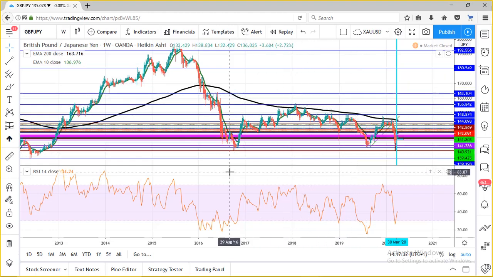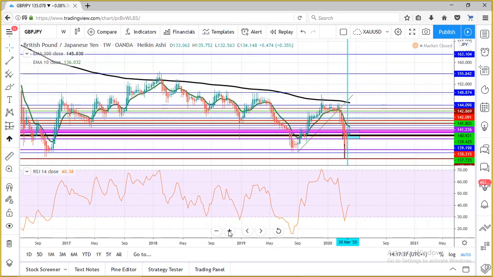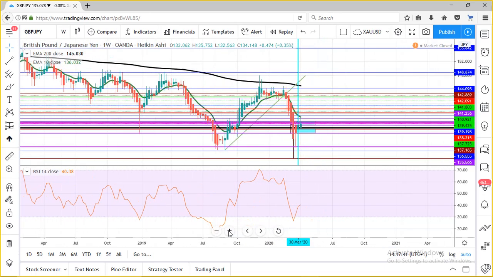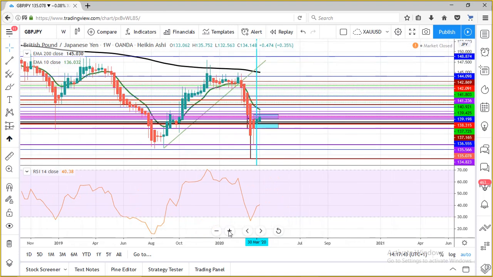So I'm going to zoom out so that we can see better.